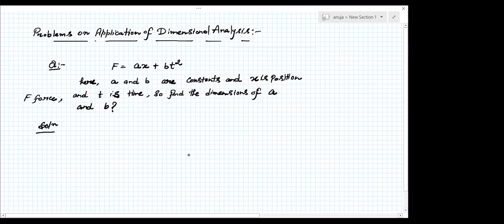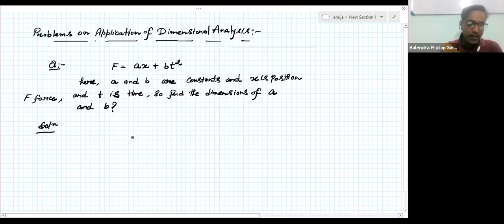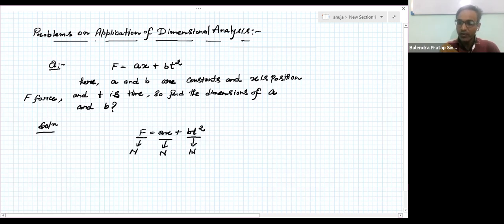As I discussed in our last class, in dimensional analysis, homogeneity must be followed. It means if I write my equation again, F is equal to ax plus bt square, this F has the unit Newton, and this ax must have the unit Newton, and this bt square, the whole term, must have the unit Newton. Is it clear to you?